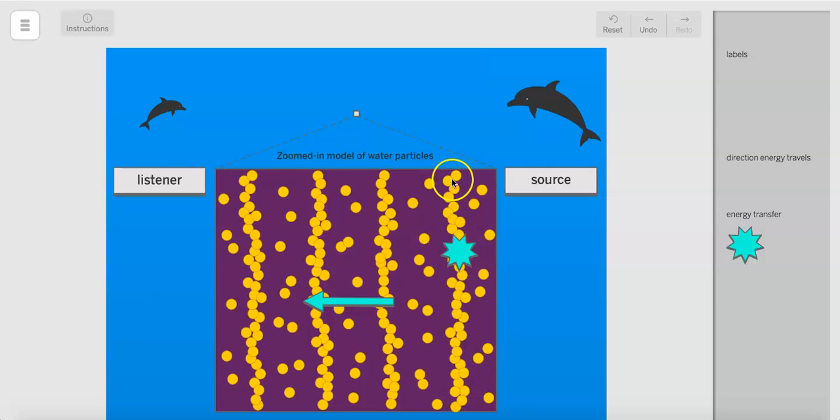Wherever you see the particles colliding, that is where energy is actually being transferred. So again, whenever you see particles colliding, that is where your energy is actually being transferred. The particles have to collide with one another in order for the energy to transfer to eventually get to the listener. So I'm going to take these energy transfer icons and place them on these patterns because these patterns represent collision.